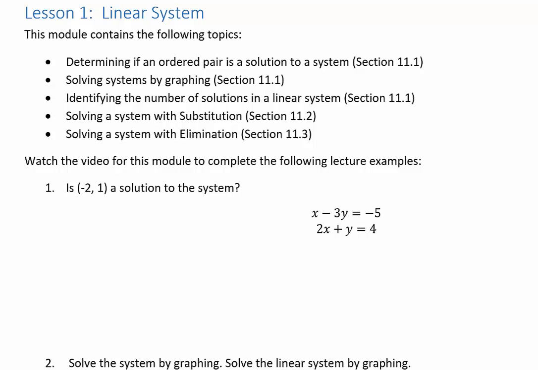In this first video lesson, we're going to be learning about linear systems. Specifically, we're going to learn 3 different methods that can be used to find the solution, or a point that satisfies a pair of linear equations.